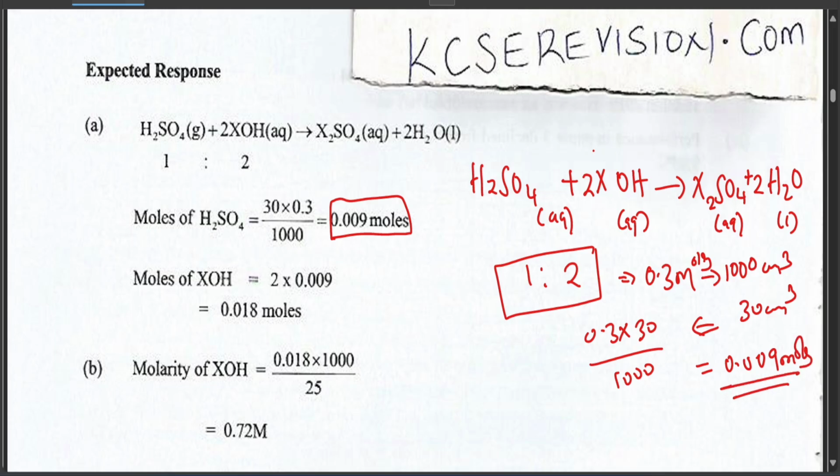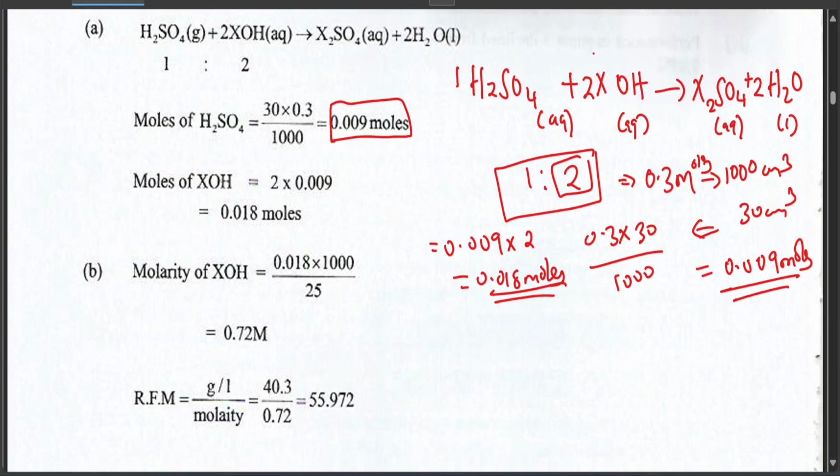So now since the mole ratio was 1:2, if sulfuric acid is 1 and XOH is 2, you are supposed to take 0.009 times 2. It gives you 0.018 moles. So that is for the XOH, or the X hydroxide.